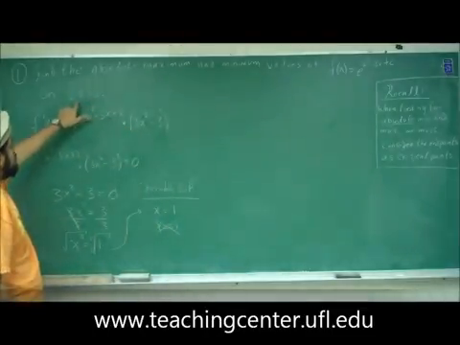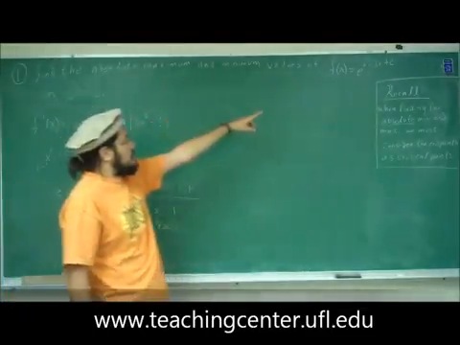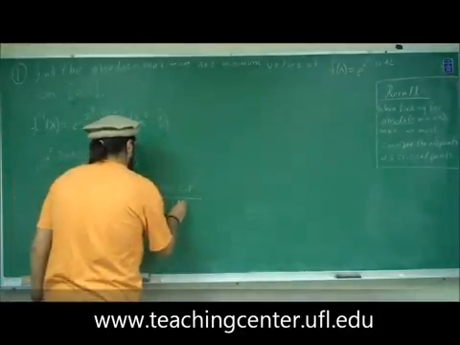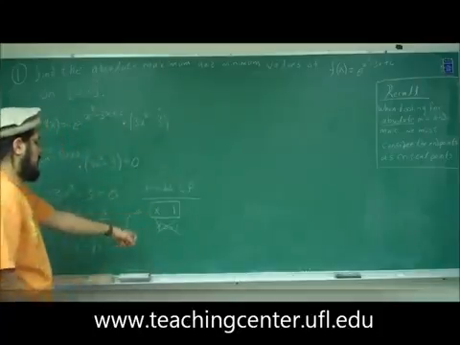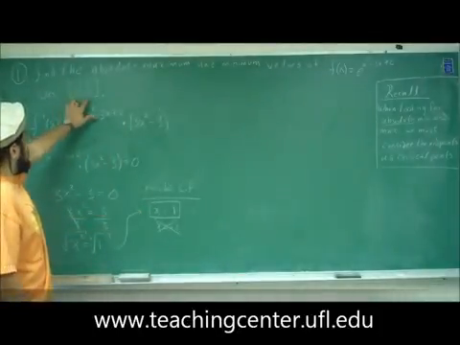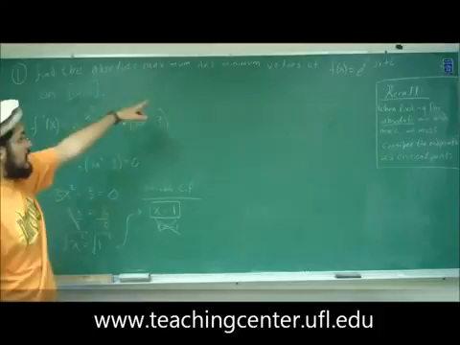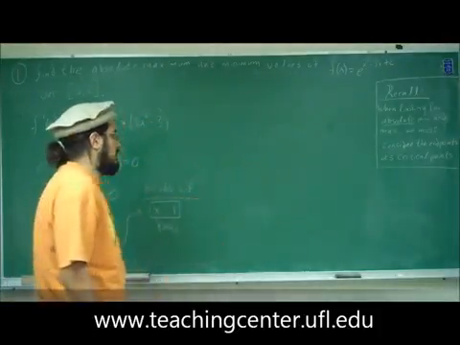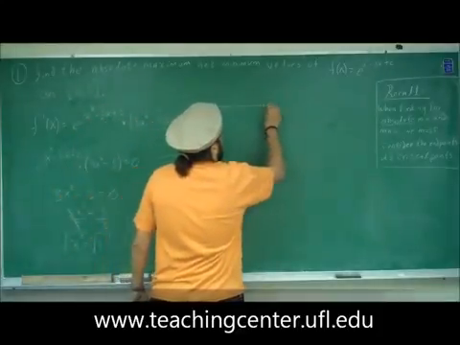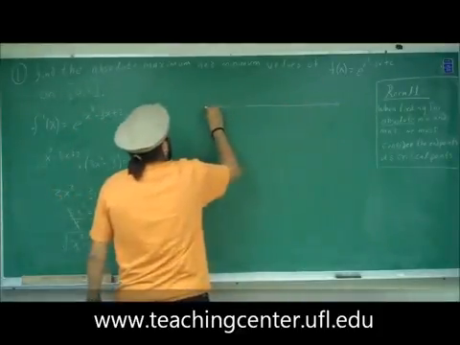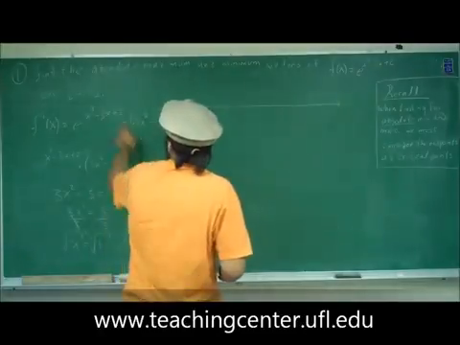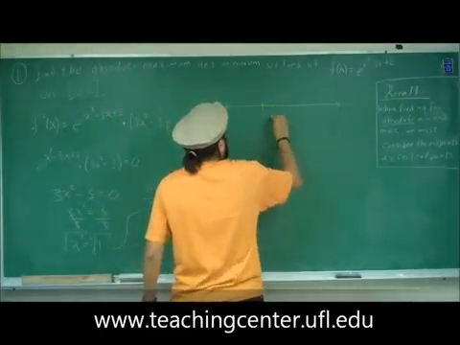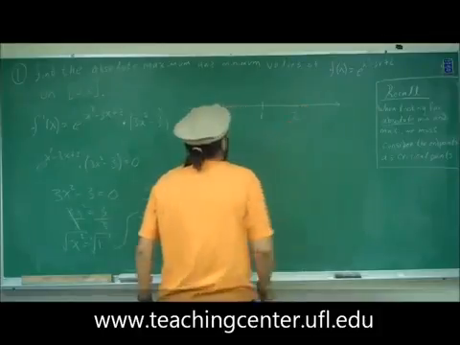And 1 is in this domain, 0 to 2. f of 1 is defined, so x equals 1 is definitely a critical point. So now we have a critical point, and we also have 0 and 2 as critical points because we're looking for the absolute max or min, and we recall that we have to consider the endpoints as critical points. So if I draw my number line here, we have 0, 1, and 2 as our critical points.